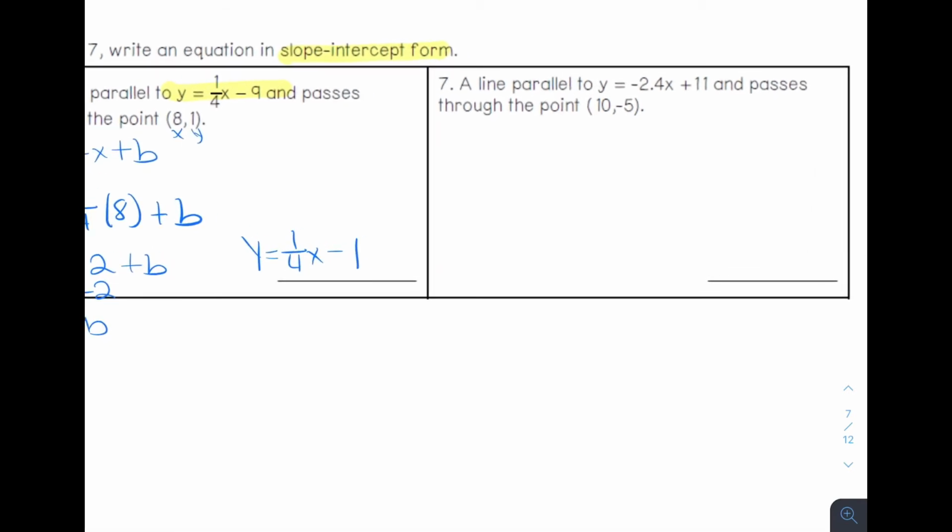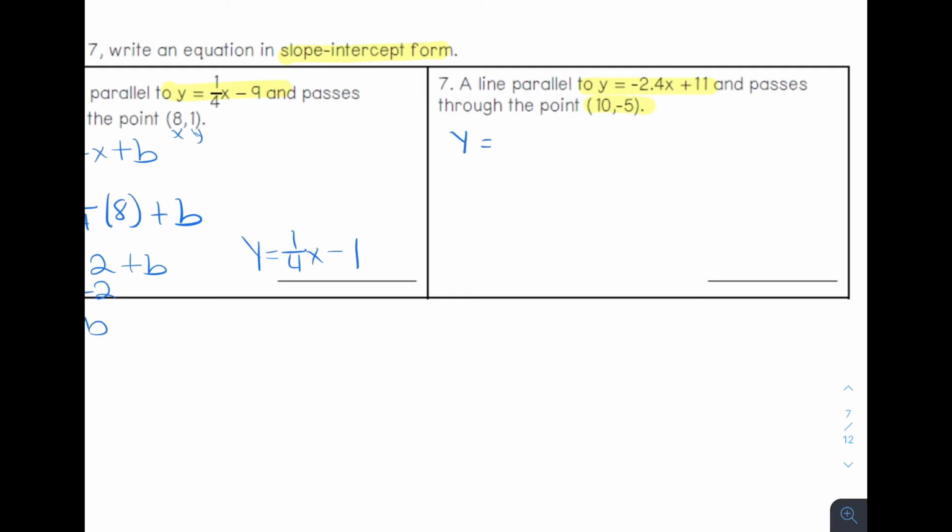So for number 7, if you can do it on your own, pause the video, work it, and then unpause it once you have your answer to check it. If not, just work along. It says a line parallel to y equals -2.4 times x plus 11 and passes through the point 10 comma -5. So we have to write down an equation that is parallel to the one given.